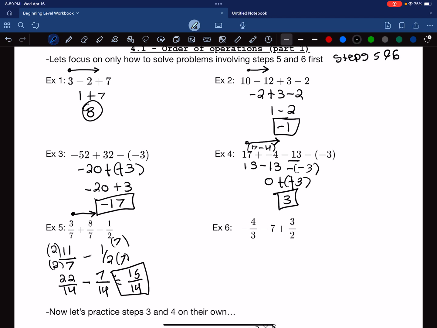Looking at example 6, I encourage you to pause the video and try this one on your own. Let's work through it. Remember, we're working from left to right. So first, we want to find out what negative 4/3 minus 7 equals.